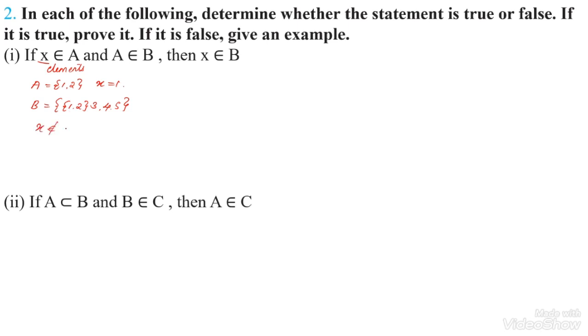X is not a subset of B because X is an element containing the number 1. 1 is an element of set A. It means {1, 2} is the whole element, it is not a particular element. That's why this is a false statement.